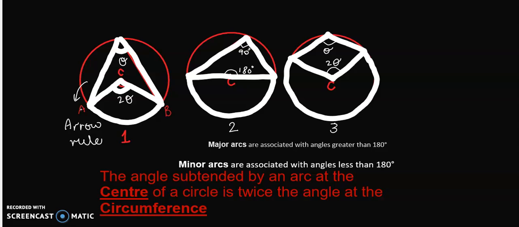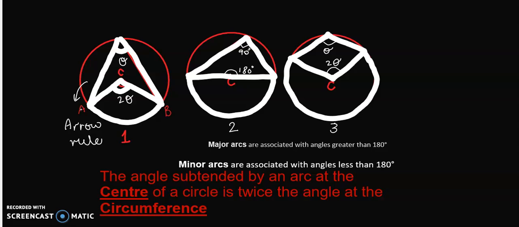Now coming to circle number 2, there is a semicircular arc and it is subtending an angle of 180 degrees at the center of the circle, which is basically the diameter, whereas this semicircular arc is subtending an angle of 90 degrees at the circumference, which is clearly half of the angle at the center.